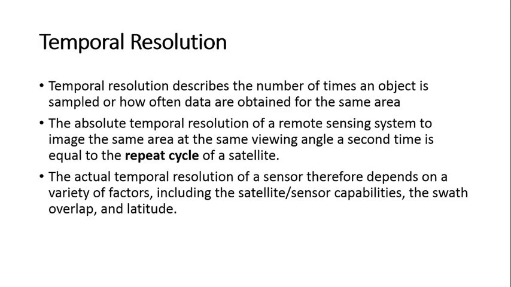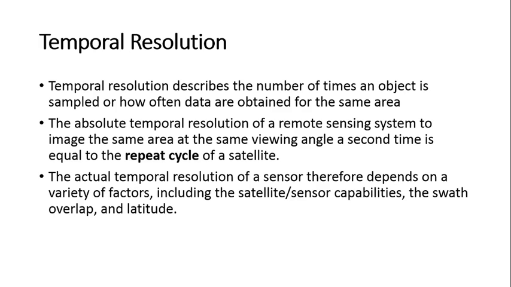Moving further, the absolute temporal resolution of a remote sensing system to image the same area at the same viewing angle a second time is equal to the repeat cycle of a satellite. So here is the definition of the repeat cycle, which I have already mentioned earlier. The repeat cycle is the time taken by the satellite to pass through the same area at the same viewing angle a second time.